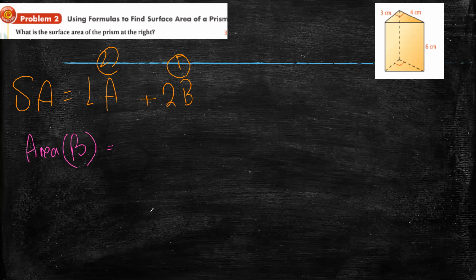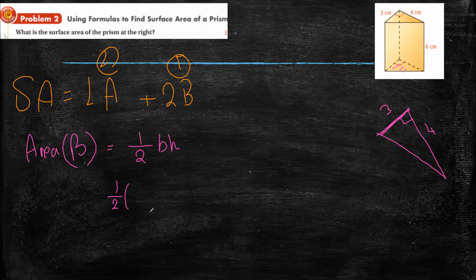What is the base here? It is a triangle. So as we know, what is the area of the triangle? Half the base multiplied by the height, half B H. This is the area of the triangle. Look at this triangle down here. It's 3 and 4. So what is the base? It's 3.